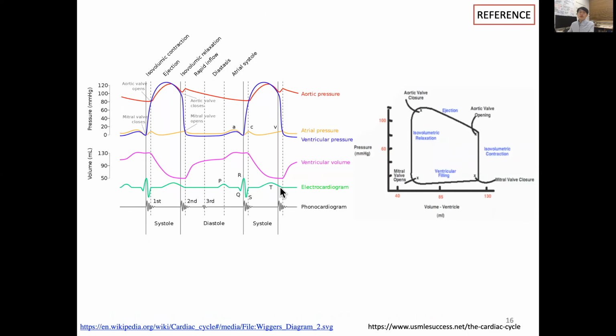For those who are more interested, I have this reference, which also shows the PQRST electrocardiogram, which is coordinated with the cardiac cycle and the volume. And there's also another drawing, so you can take a deeper look into this.